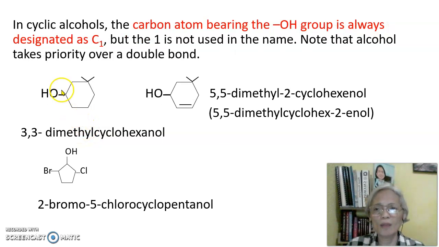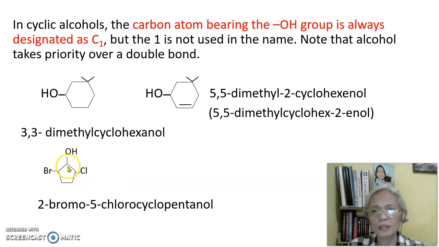Okay, so we have 1, 2, 3. So 3,3-dimethylcyclohexanol. Since there is a double bond, this is of a higher priority than the substituent. So we label this carbon now as 1, 2, 3, and so on. So we have 5,5-dimethyl-2-cyclohexenol. Again, this is an alkanol. So 5,5-dimethylcyclohex-2-enol. Again, the priority is still the OH group, so this is still carbon number 1, but instead of going clockwise, we go counterclockwise this time.